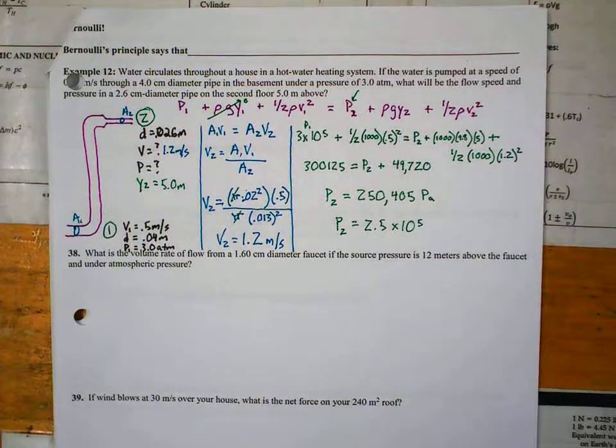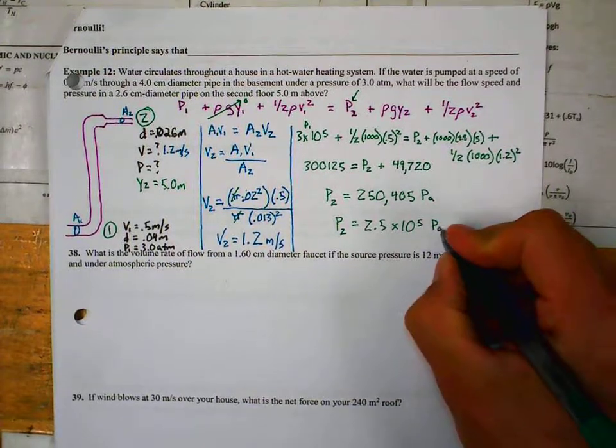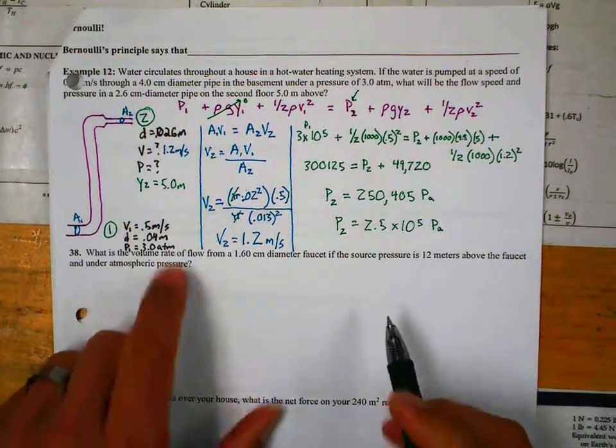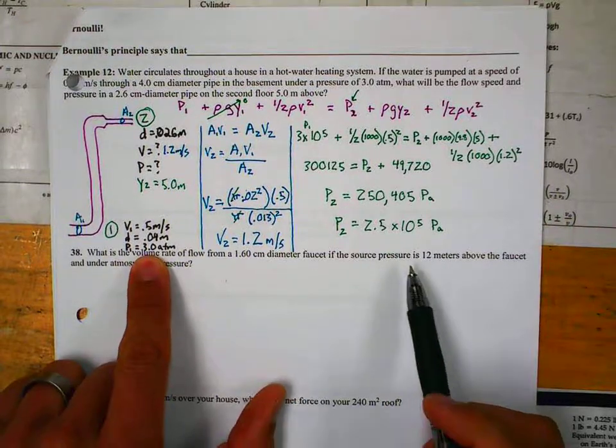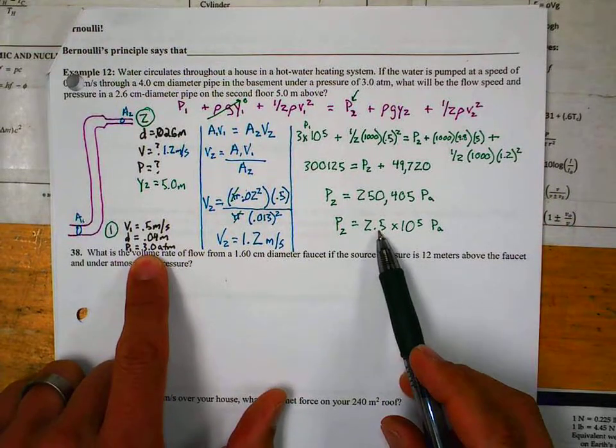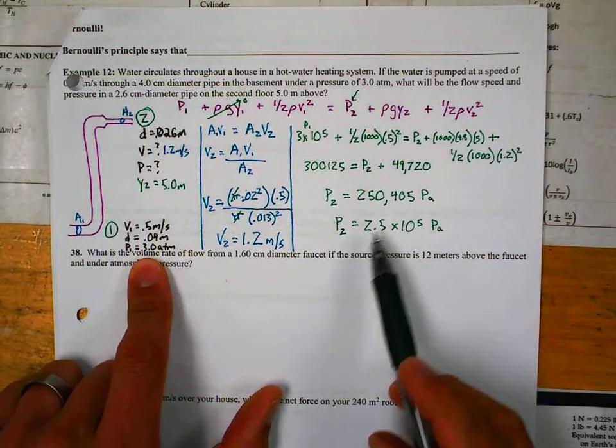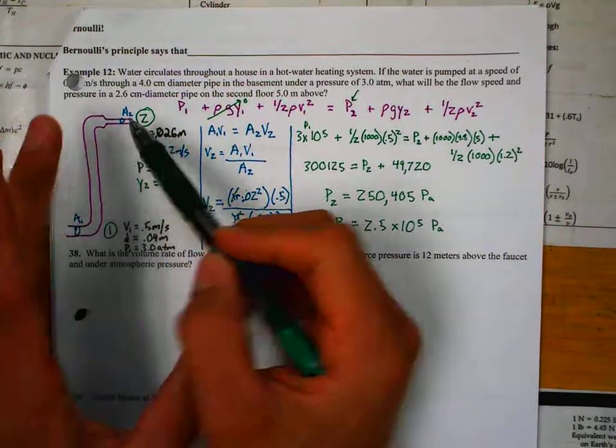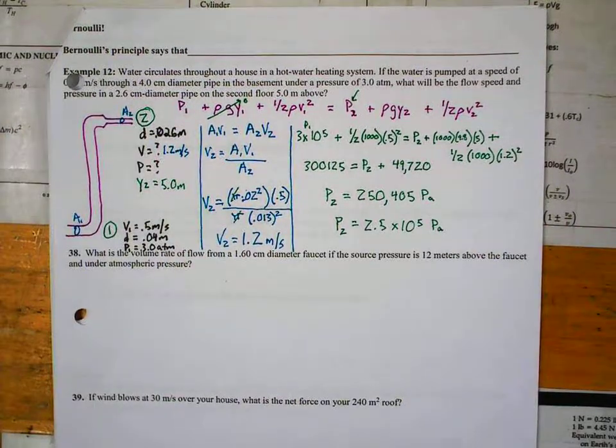And we get 2.5 times 10 to the 5th pascals. Okay, so notice we had 3 atmospheres. Now we have 2.5 atmospheres. Okay, so the pressure in this stream right here is going to be 2.5 atmospheres. Okay, and that's the whole problem.